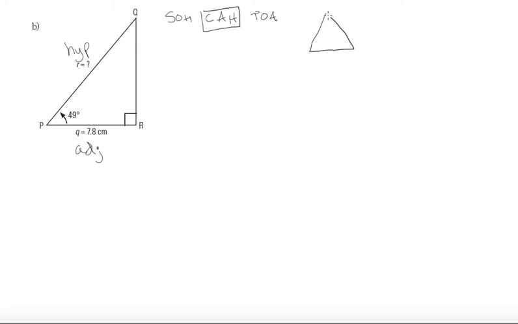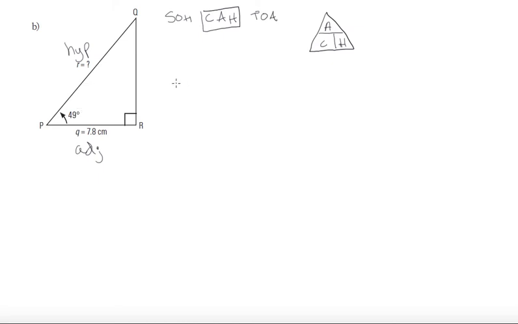If you want to draw your triangle, you've got this right here. And we have the adjacent. We're looking for the hypotenuse. So I'd cover up my hypotenuse and I would see that it's the adjacent divided by the cosine of the angle. So you could just say it's the adjacent divided by the cosine. So 7.8 divided by the cosine of 49.